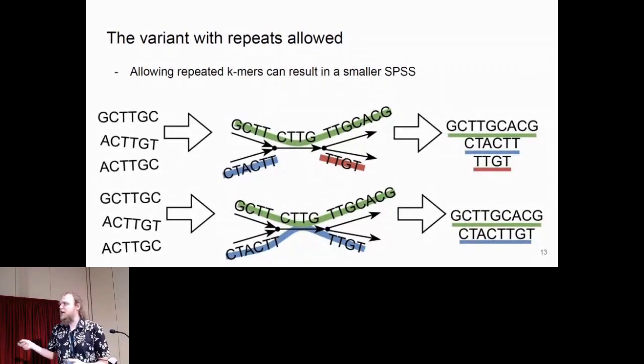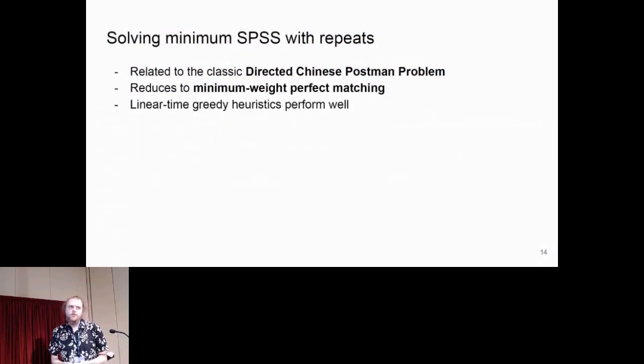So for example, if you have this X shape in your graph, if you cannot repeat k-mers, you would need to use 3 strings. But if you can just reuse the middle k-mer, even though you duplicate the k-mer, the total length of the strings ends up smaller. So this relaxation of the problem is also solvable in polynomial time. It is very related to a classic problem called the directed Chinese postman problem. We basically use the same methods as they do with a few changes. So this is reducible to minimum weight perfect matching. I won't explain the reduction here, but you can read the paper for that.